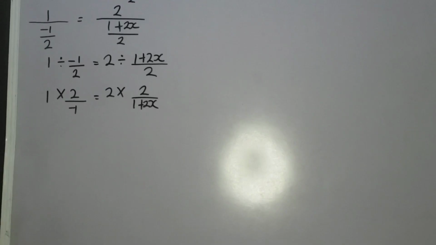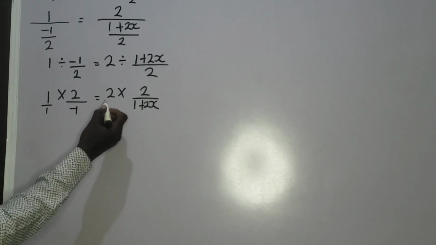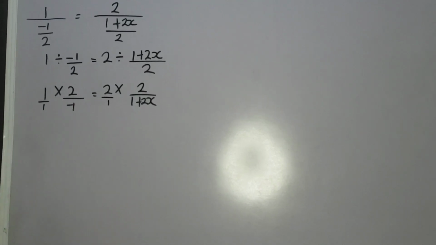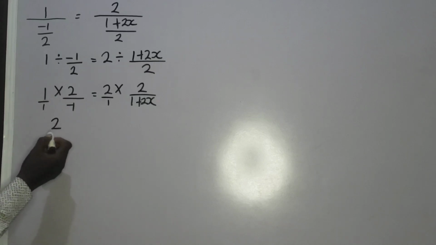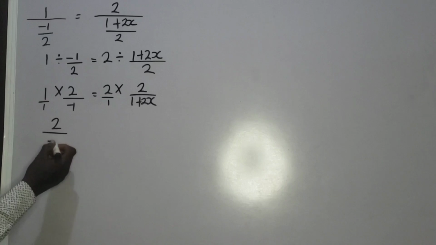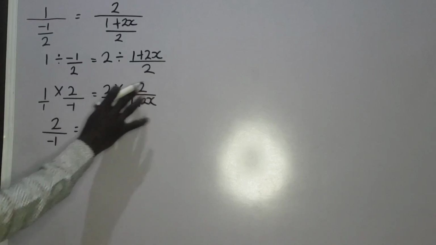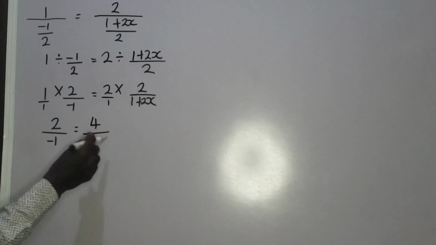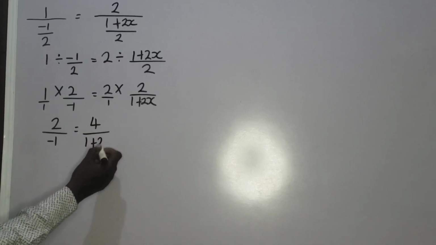Let us proceed. The next step is that, 1 can be written as what? 1 over 1, and 2 can be written as 2 over 1. You understand? So for this, I'm going to have 1 multiplied by 2 is what? 2. 2 all over 1 multiplied by negative 1. That will give us negative 1. 2 over negative 1 is equals to 2 multiplied by 2. That is 4. 4 all over 1 plus 2x multiplied by 1. That will be what? 1 plus 2x.